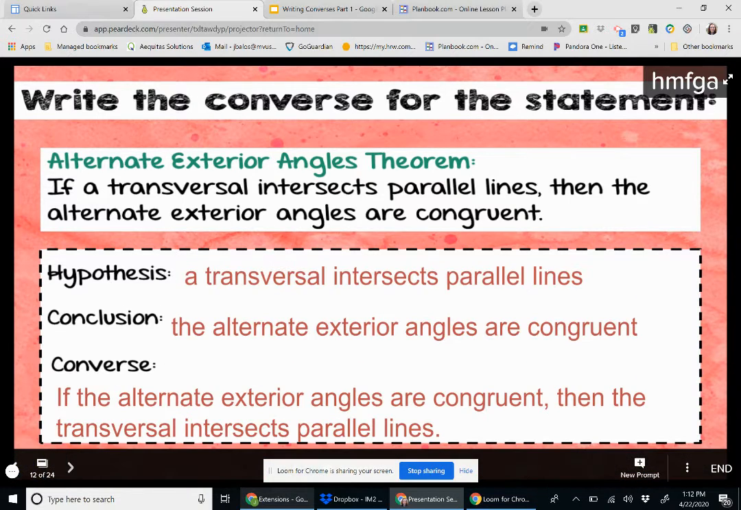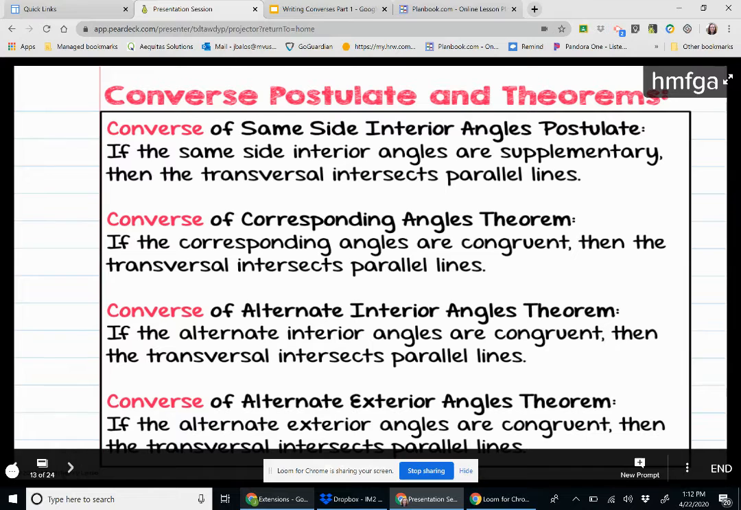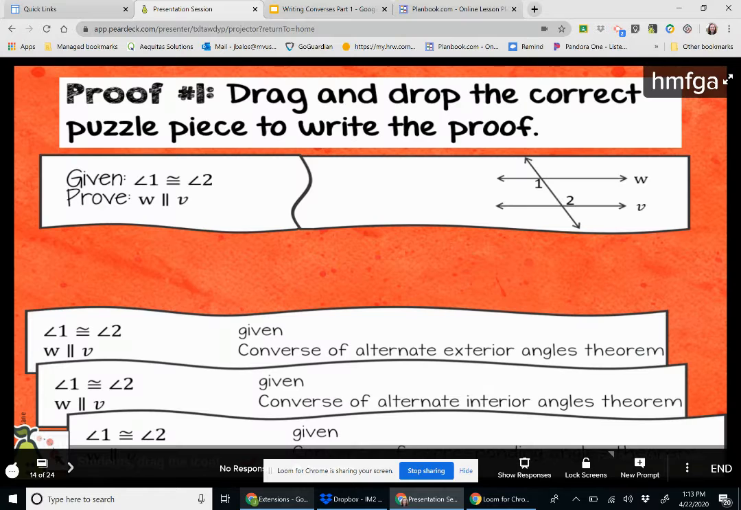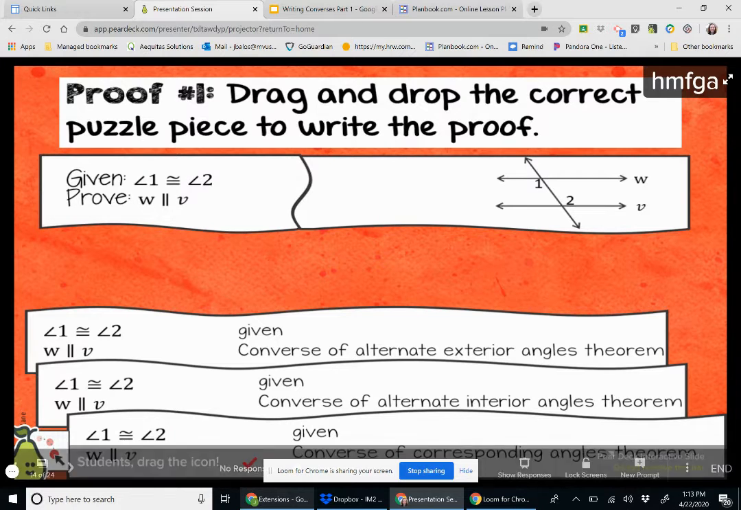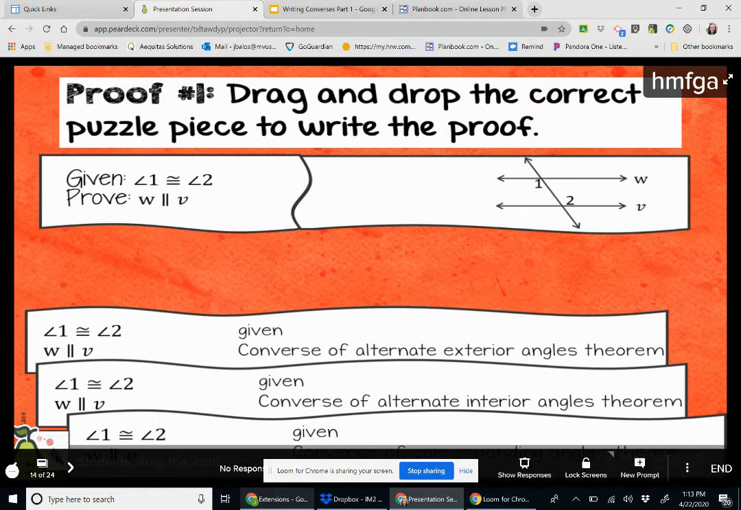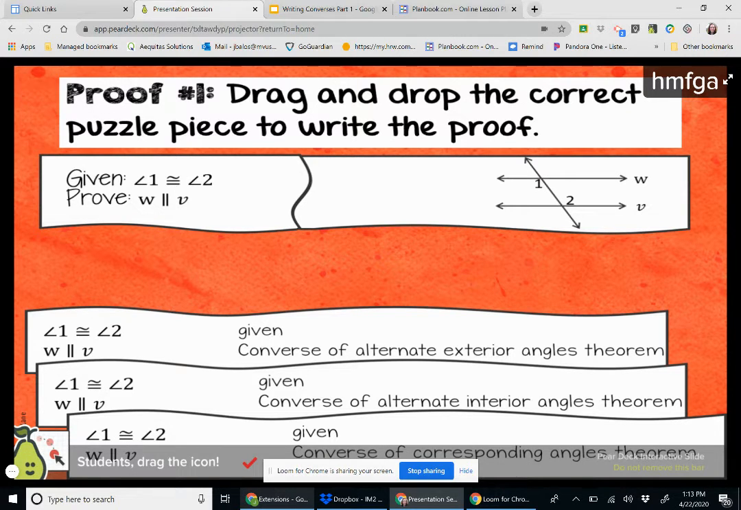Here's a summary. Okay, so look at these two angles. What kind of angles are they? Angle 1 and angle 2 are on opposite sides of the transversal, so they're alternate. They're in between the two lines, so they're interior. They're alternate interior angles. So how can we prove the two lines are parallel? Well, we'll use the alternate interior angle theorem.